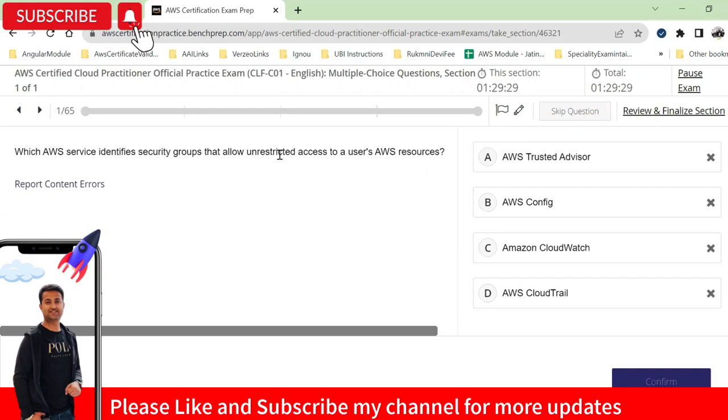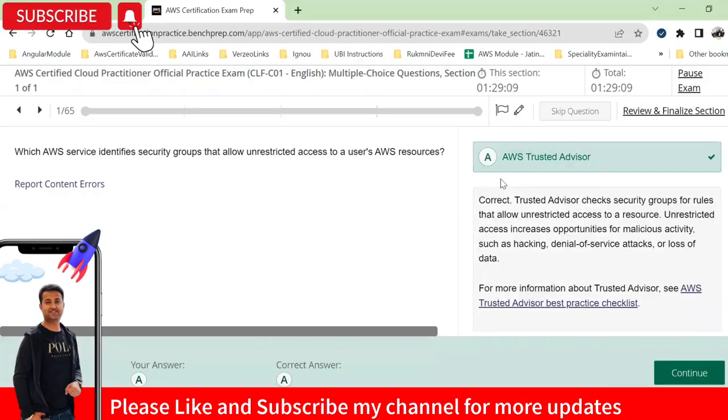If you will recall our discussion on Trusted Advisor, in Trusted Advisor, we had seen that there were 5 best practices. On the basis of that, we can get a recommendation. So I feel that Trusted Advisor is the most relevant answer as per the question scenario. So let me just select it and say confirm. So this is the correct one.